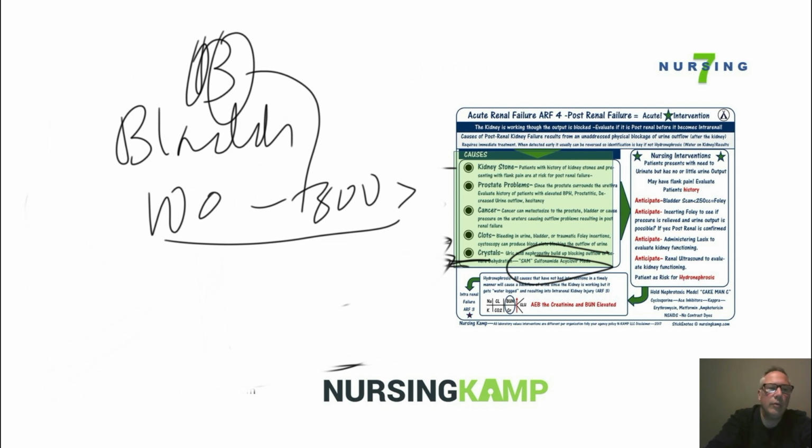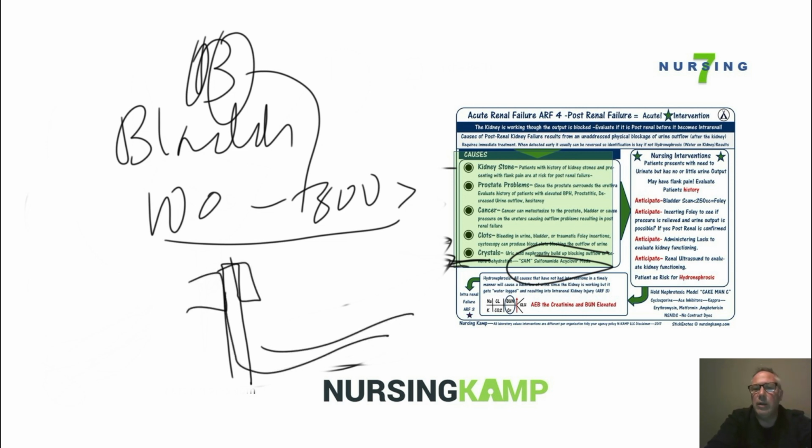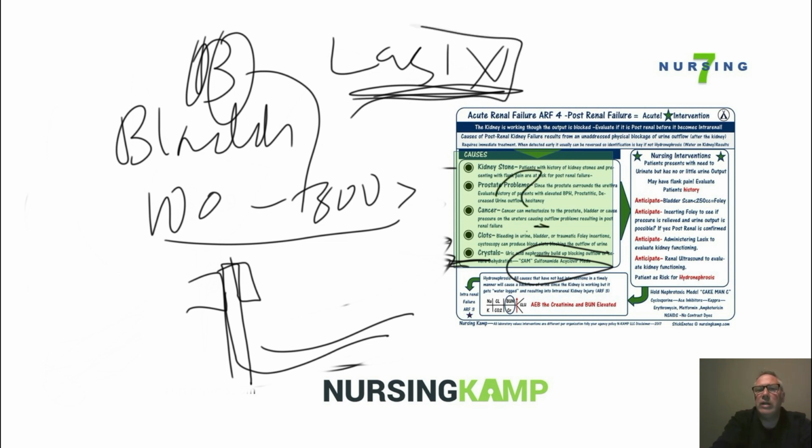We might also do a Foley, right? So we might try to pass a Foley, because if we think there's a problem, we're going to try to see if that will correct it and see if we get some outflow. Sometimes we even might give Lasix. And the reason we give Lasix is that if we're unsure and we don't know what's going on, sometimes we'll give them a little gentle Lasix just to see if maybe that might be the problem. So we don't exclude it if we don't know what's really going on.